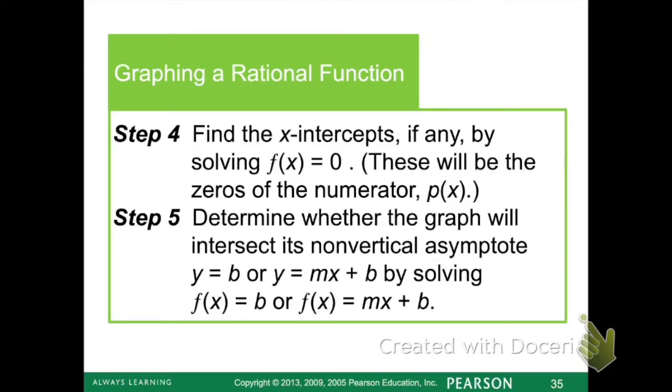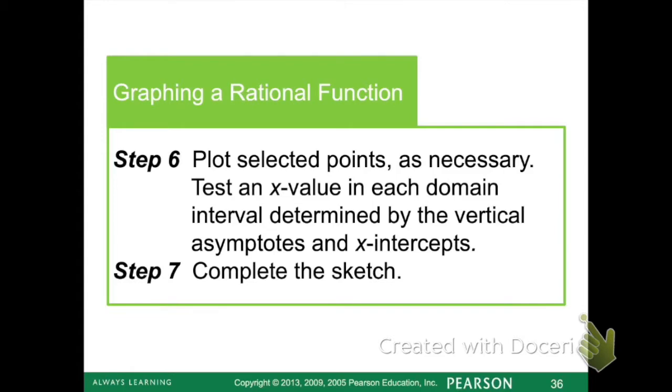Step 5, determine whether the graph will intersect its non-vertical asymptotes, so that would be its horizontal or slant, by solving for either of these two equations. Step 6, plot the selected points. We're going to do some testing in between each x value and the asymptote to determine what our graph does in that area. We'll talk more about that in a minute. And then step 7, complete the sketch.